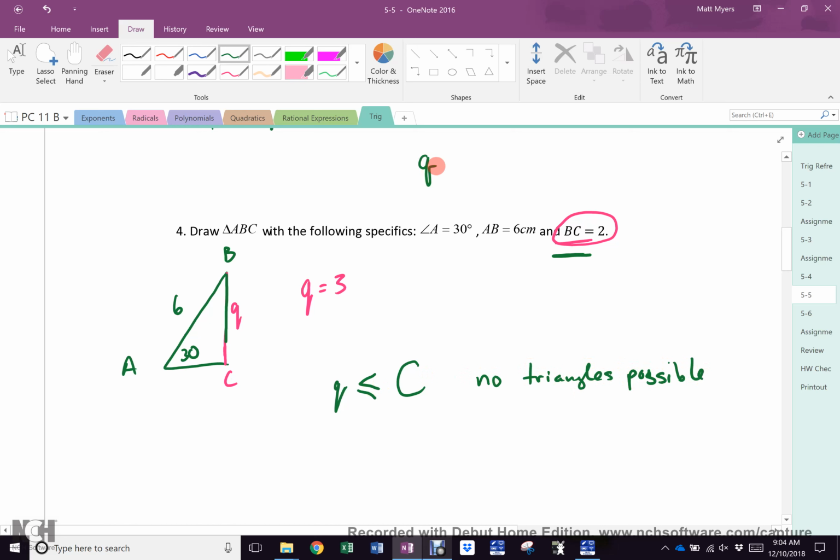So if Q equals C, how many triangles are there? The one we just did. One right angle triangle. If Q is less than C, get rid of that equals, there's no triangles possible because the Q will just swing. Everybody cool? All right.